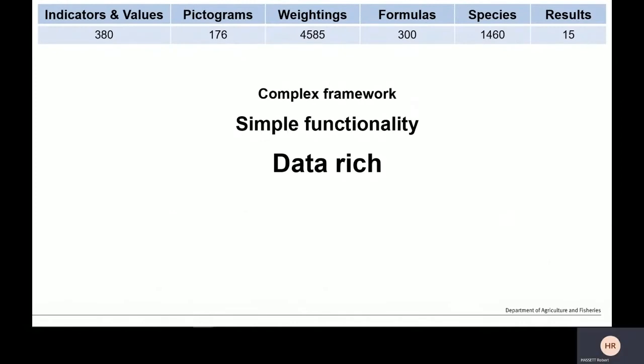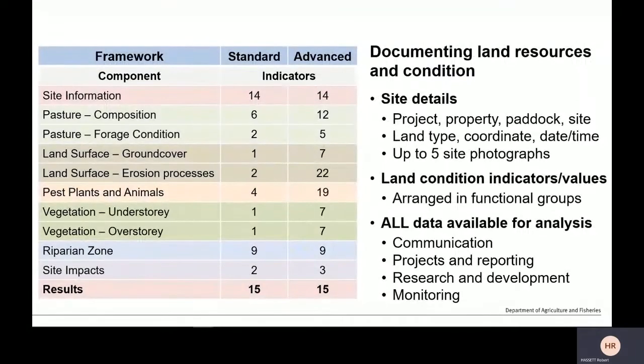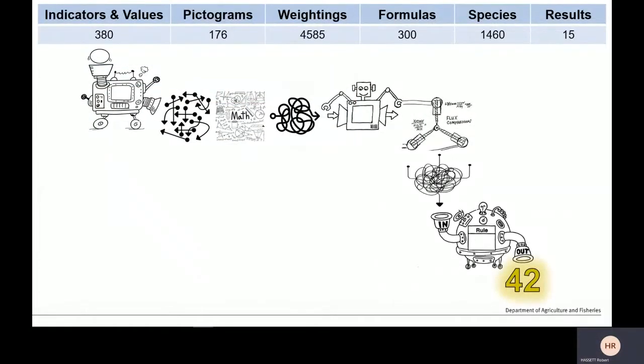Under the bonnet, the framework is reasonably complex, having thousands of indicators, values, weightings, and formulas. However, the user interface is simple and intuitive to use, and land condition indicators are arranged in functional groups. Both standard and advanced versions are calibrated to determine the same results. The advanced version is simply more data-rich and suited to benchmarking or more detailed monitoring. The weighting approach allows the same set of indicators and values to be calibrated to different results.